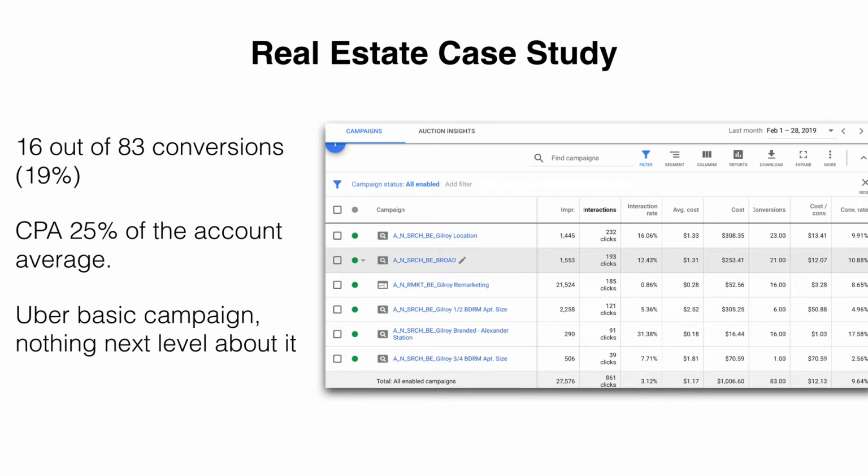And guys, at a customer acquisition cost, right? Or a cost per acquisition of 25% of the account average. So let me get this straight. They got 16 more leads for what, 75% off? Again, guys, you gotta be implementing retargeting.